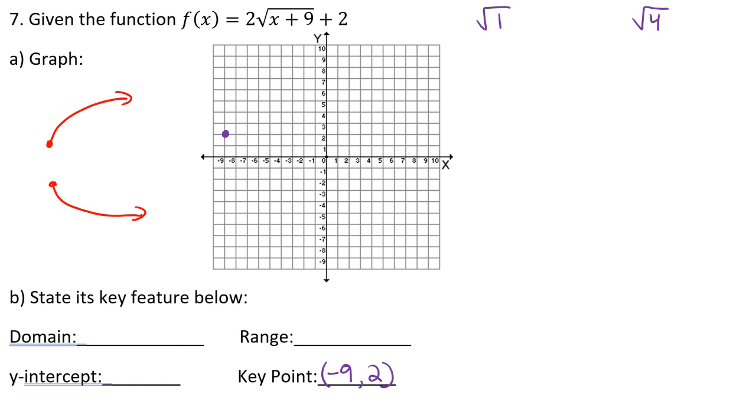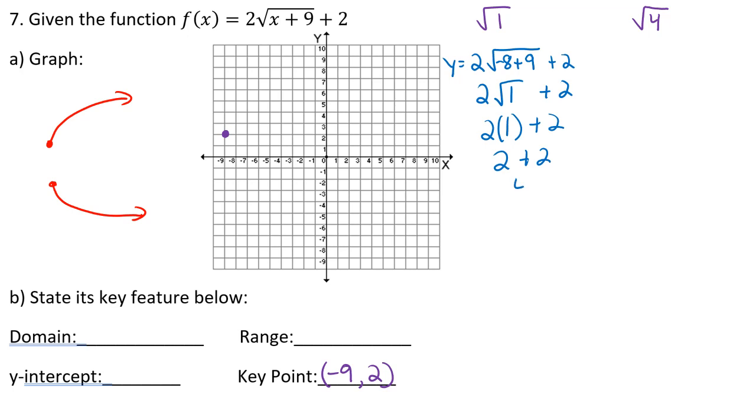So I got to think, what number plus 9 equals 1? That would be a negative 8. So negative 8 plus 9 is 1. The square root of 1 is 1. Now we have a number in front of the square root, which means that 2 is going to get multiplied to that 1. So 2 times 1 is 2, plus 2 is 4. So I have negative 8, 4. So I'm going to go ahead and mark that point.